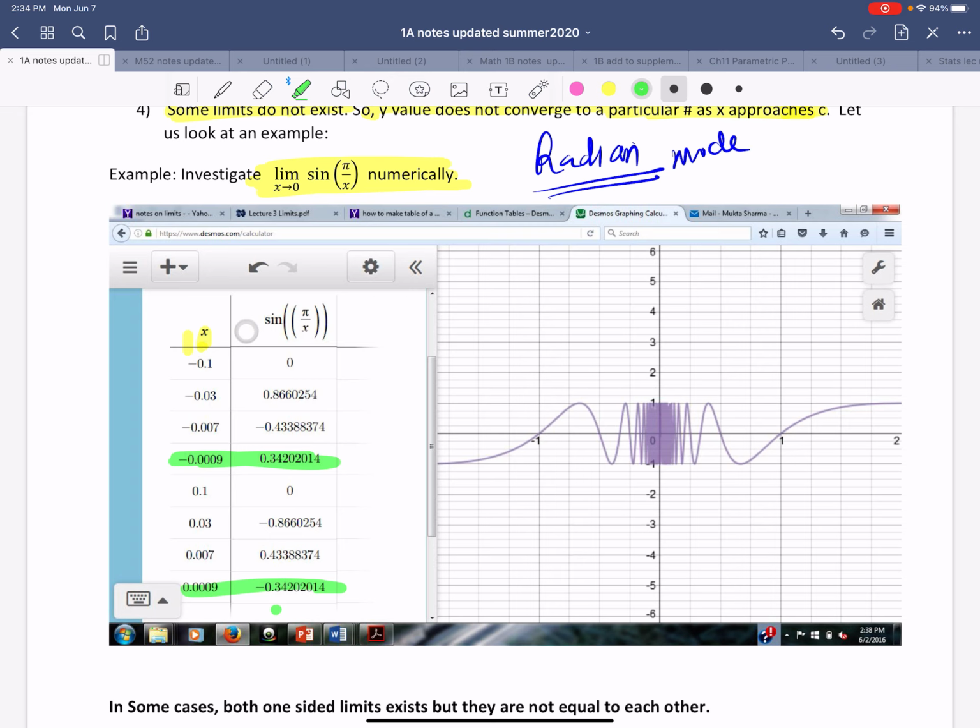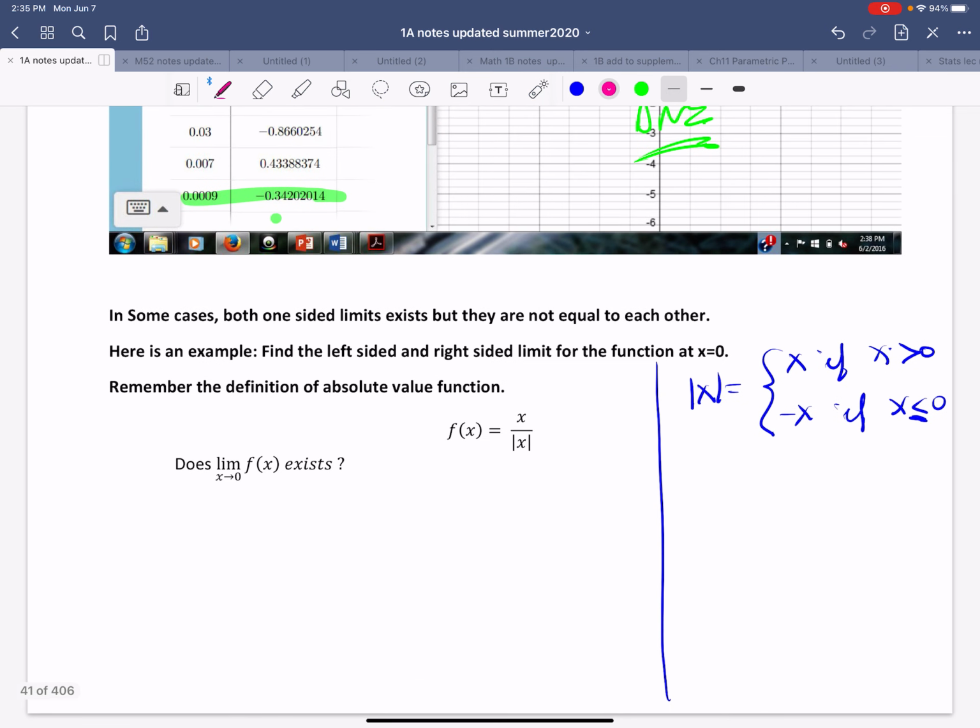And so both of these are going from positive to negative. The numbers are switching the signs. So they're not the same numbers coming from either side. Thus, we would say the limit does not exist. So the limit as x approaches 0 of sine pi over x does not exist. Okay, does not exist.